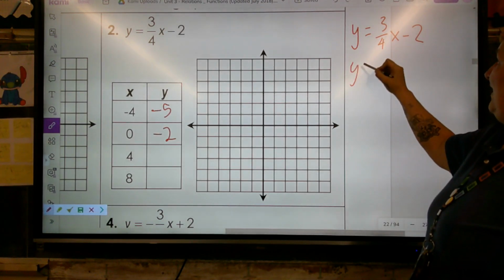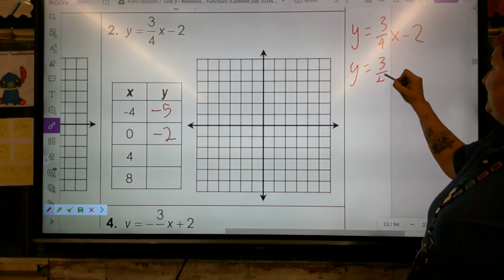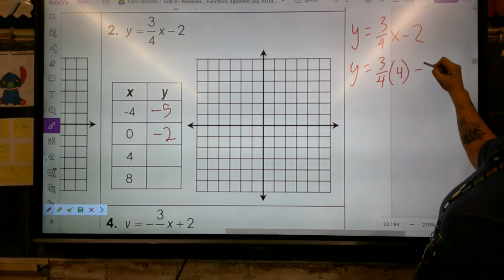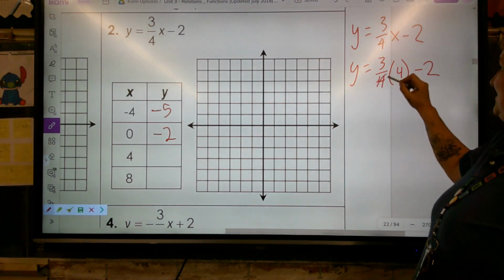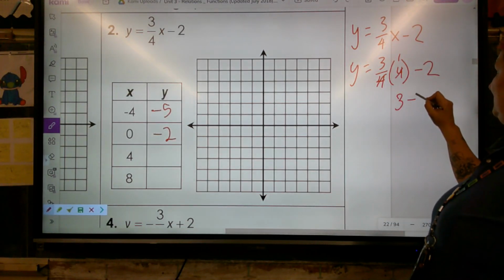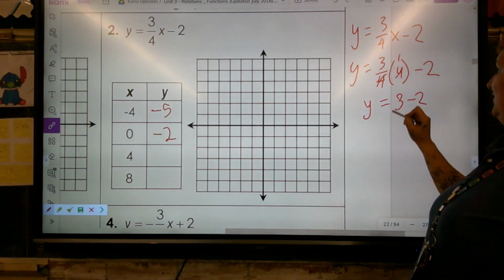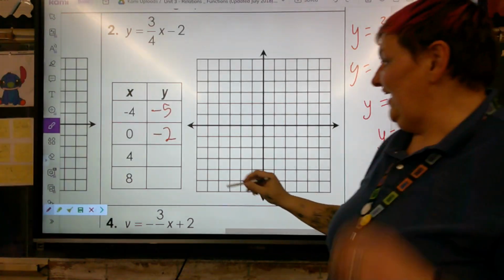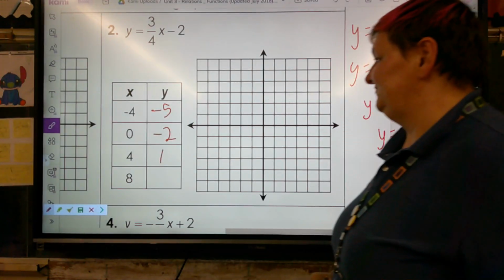Alright, so y equals 3 over 4. This time x is 4, minus 2. Again, these cancel out and become 1. 3 times 1 is 3. So y equals 3 minus 2. y equals 1. When x is 4, y is 1.